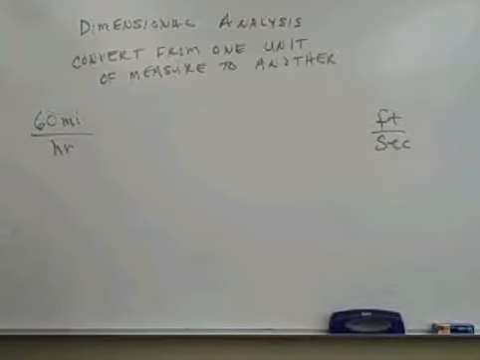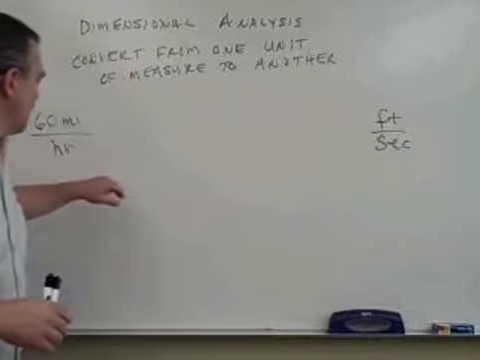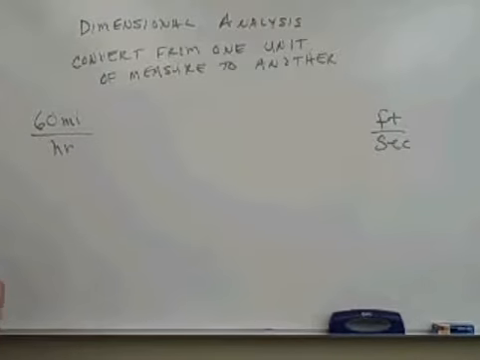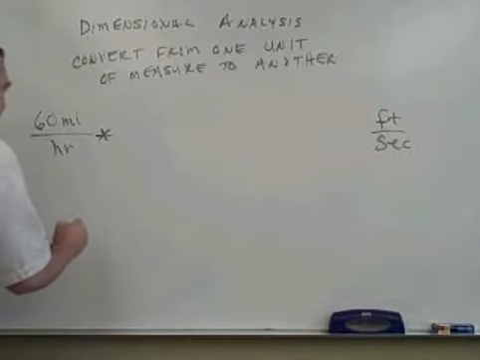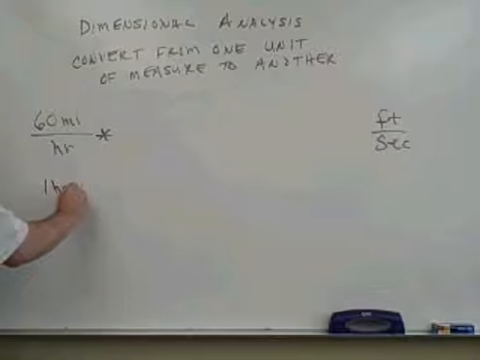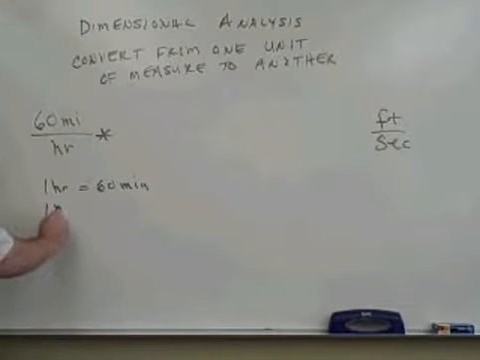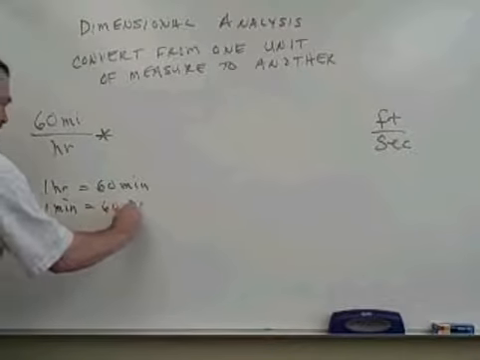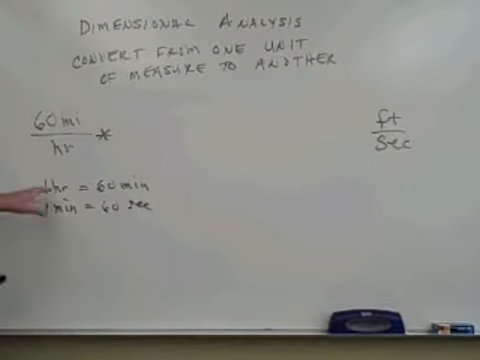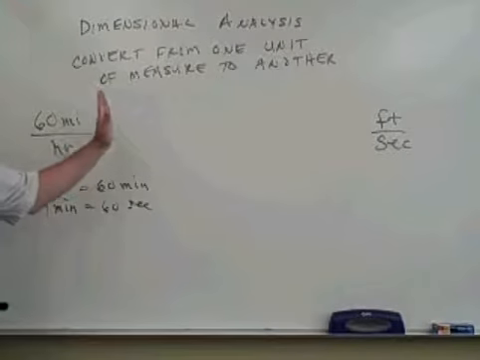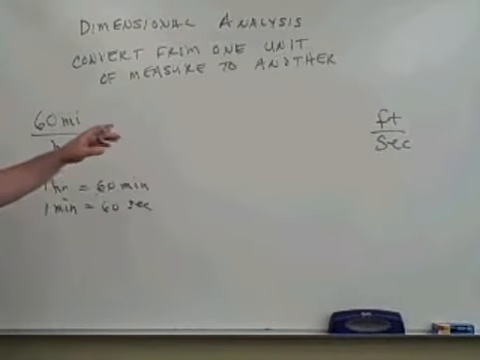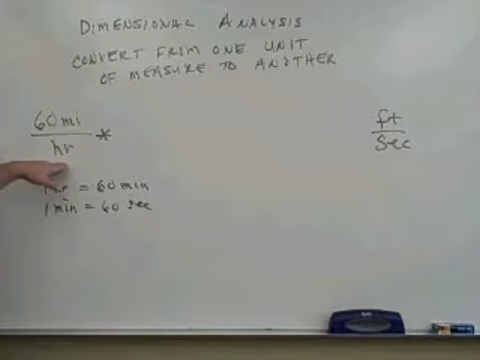And that's going to take us knowing some equivalences. Well, we need to go from miles to feet and then from hours to seconds. Well, let's deal with the time first. Now, we know that 1 hour is equal to 60 minutes, and we know that 1 minute is equal to 60 seconds. So we can use these two equivalences to create two conversion fractions that can get us from having hours in the denominator to having seconds in the denominator.